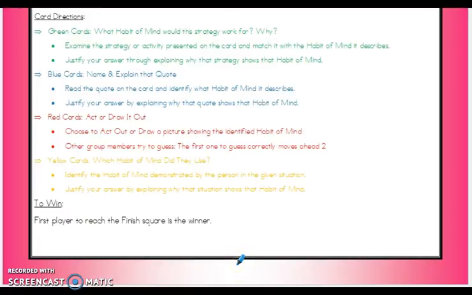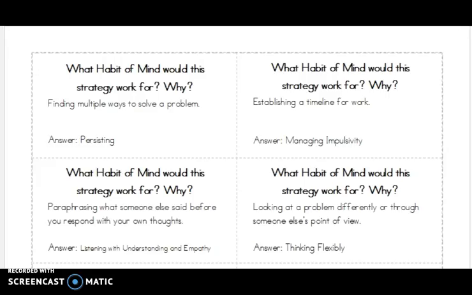The 4 different colors of cards are green, blue, red, and yellow. The green cards are answering the question, what habit of mind would this strategy work for? So students will get a strategy, and they have to identify which habit of mind that strategy is talking about. These are 4 examples of what a green card might look like. The strategy would be finding multiple ways to solve a problem, and that strategy might be working for persisting. So the student would have to say which habit of mind that strategy works for, and then explain why.